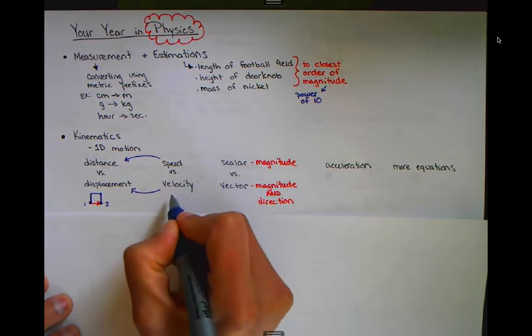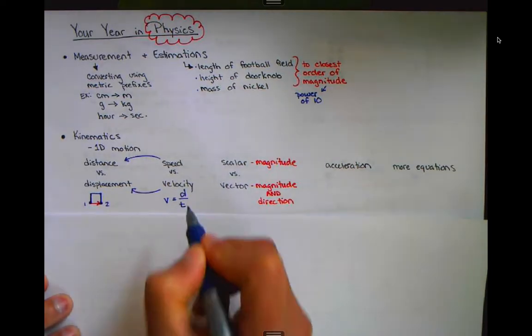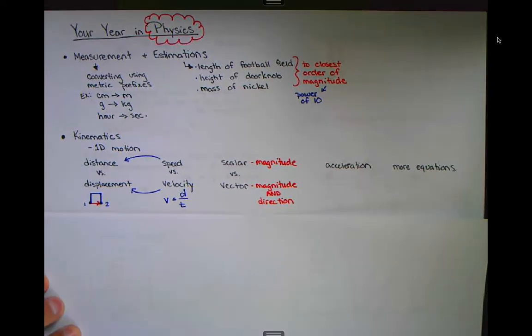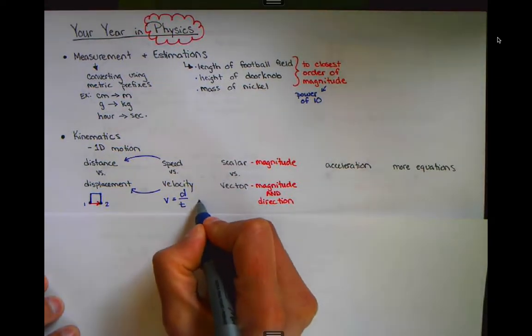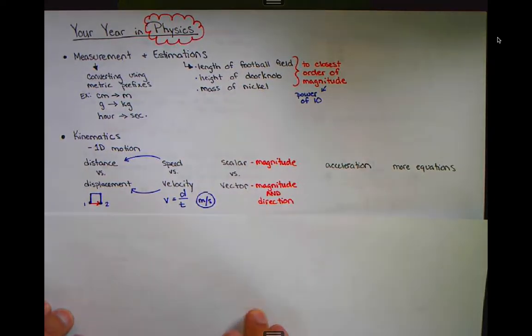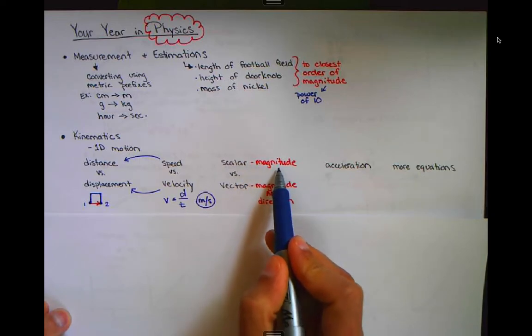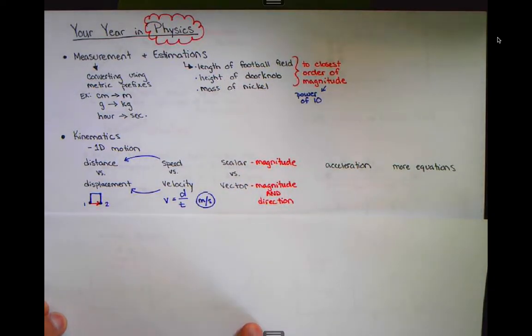Okay? However, the relationship for both of them is v equals d over t. And then you have to know what to plug in for d. Right? The units for this are meters per second. Okay? Then we talked about scalar versus vector. So scalar quantities have only magnitude, so only the number, right? Just the size. A vector has magnitude and direction.